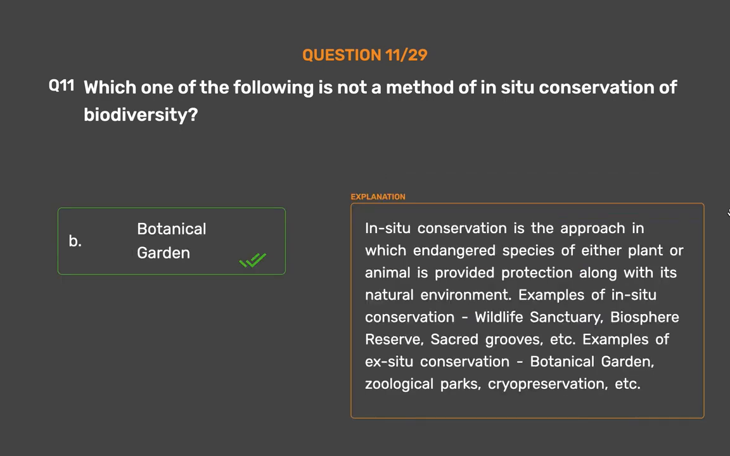Botanical Garden. In situ conservation is the approach in which endangered species of either plant or animal is provided protection along with its natural environment. Examples of in situ conservation: wildlife sanctuary, biosphere reserve, sacred groves, etc. Examples of ex situ conservation: botanical garden, zoological parks, cryopreservation, etc.